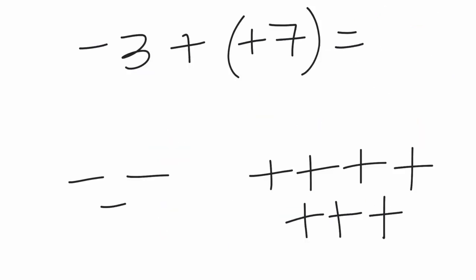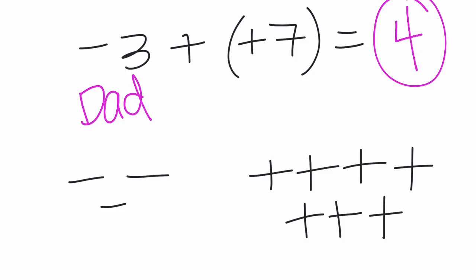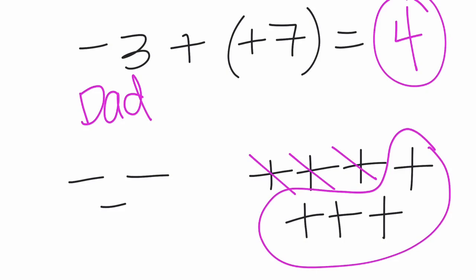So let's do another one. You owe your dad $3 and you earned $7 for allowance. So you would just say, Dad, well, why don't you just keep the $3 you owe me, or I owe you, and that means that I will make $4 from this. So the other way is if I draw my picture out, I would take 3 plus signs away, and that would leave me with 4.